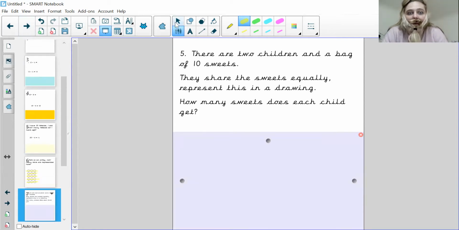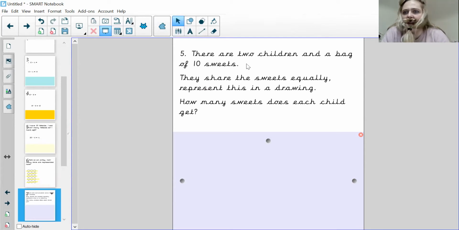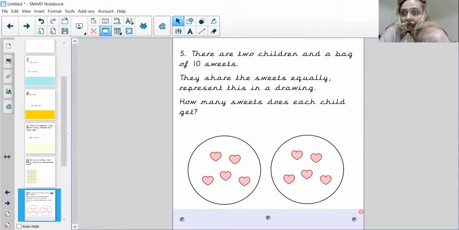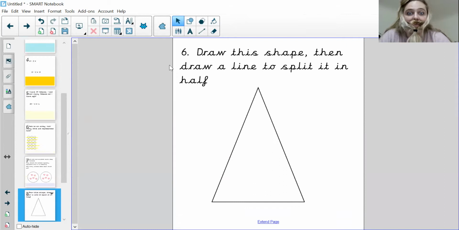Okay, now we're on number 5. There are 2 children and a bag of 10 sweets. They share the sweets equally. How can you represent this in a drawing? So hopefully your drawing looks something like this, with 2 groups, because there are 2 children and 1, 2, 3, 4, 5 sweets in each group, because 5 and 5 make 10. Give yourself a tick if you got that one right.